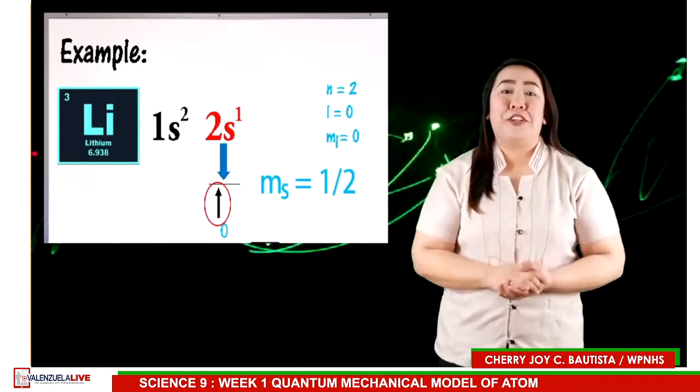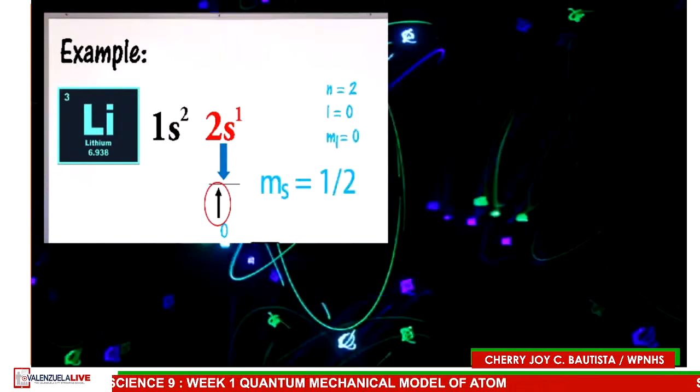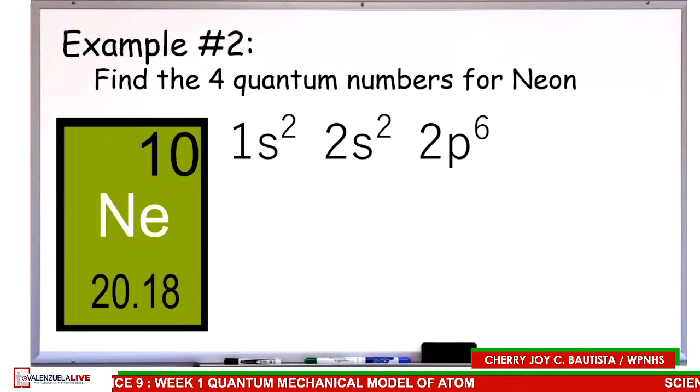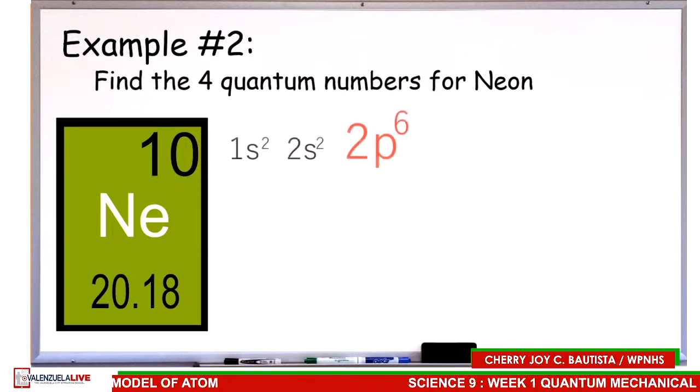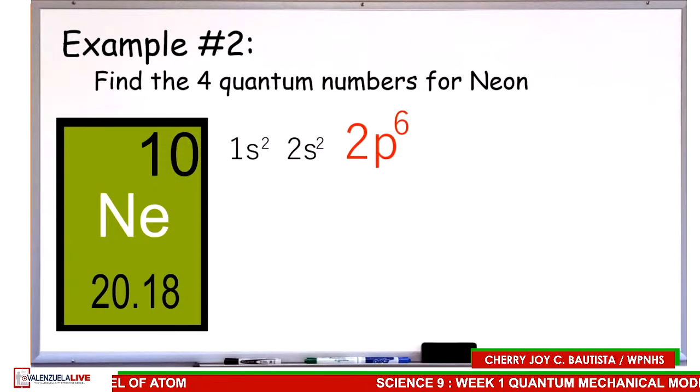Let's have another example. Find the 4 quantum numbers for neon. So the first step is to write the electron configuration, and that is 1s2, 2s2, 2p6. The orbital diagram of neon is this. Since 2p6 is the last in the electron configuration, this will be our basis in getting the 4 quantum numbers.